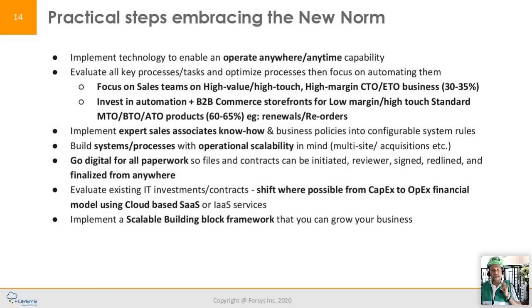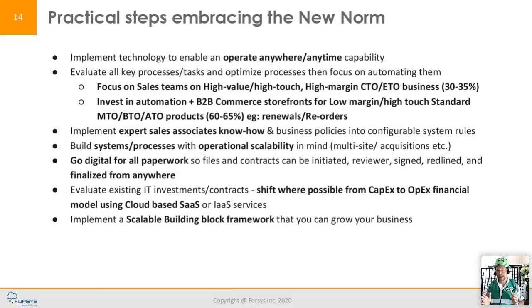So let's just take a scenario, okay? We've learned from working with some of your competitors that configure to order or engineering to order represents between 30 to 35% of the business revenue, and it is a growing segment of the market.